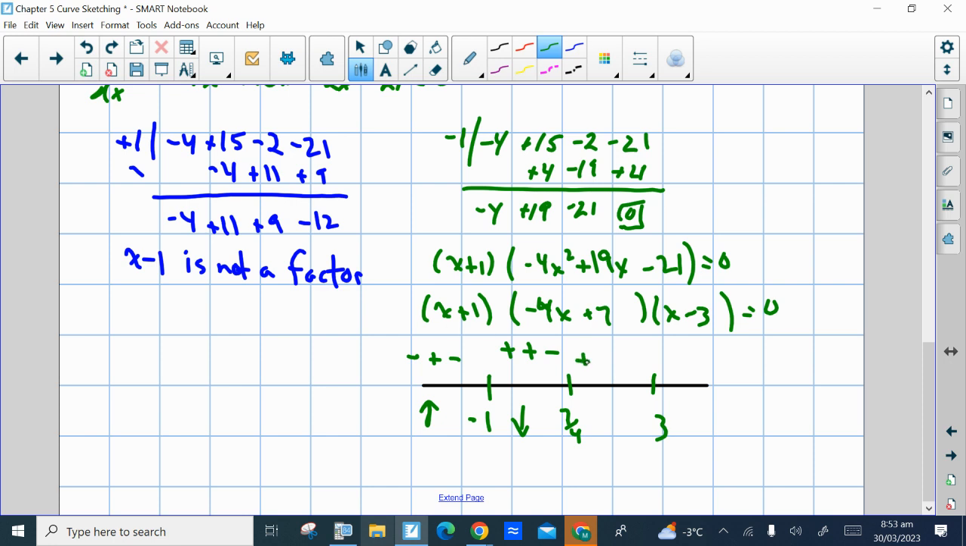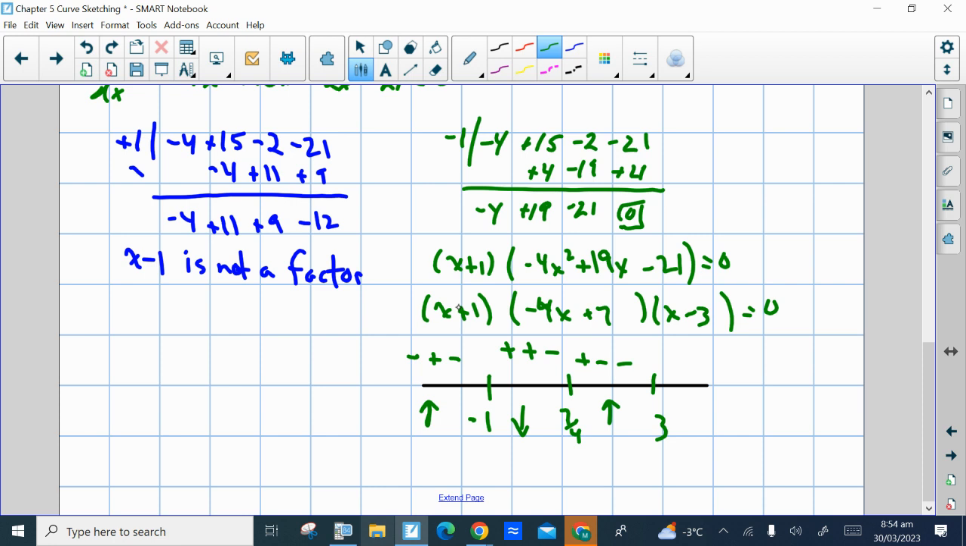First factor is positive. Second factor will be negative. Negative 4 times 2 is negative 8 plus 7. And the third factor is also negative. So this will be increasing. And the last one will be decreasing because we know that it falls to the right.